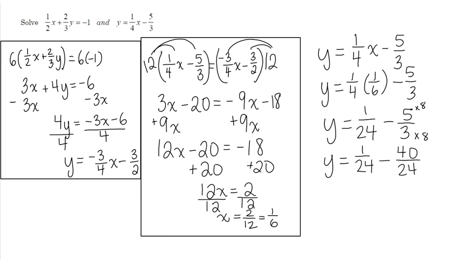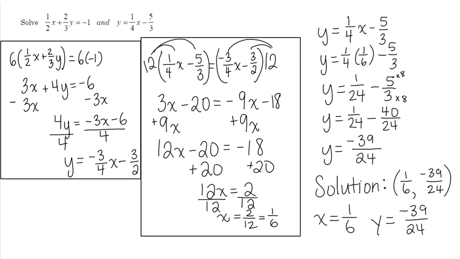Which now gives me 1/24 subtract 40/24. Now that they have a common denominator, I can just subtract the numerators. I'm going to do 1 minus 40, which gives me negative 39. So there we have our solution, which is x equals 1/6 and y equals negative 39 over 24.